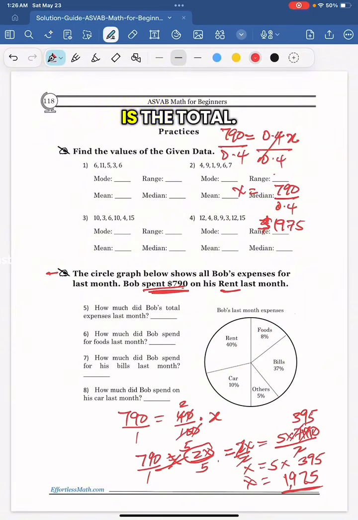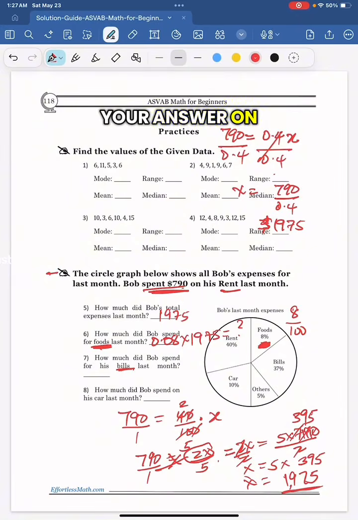Okay, so this is the total. Once you know the total, 1975, you can easily get the other ones. So the next question says, how much did Bob spend on food? You just come here and find the food percent, which is 0.08, multiplied by 1975, and that is your answer. On bills, it is 37%, 0.37, multiplied by 1975, and you get the answer.